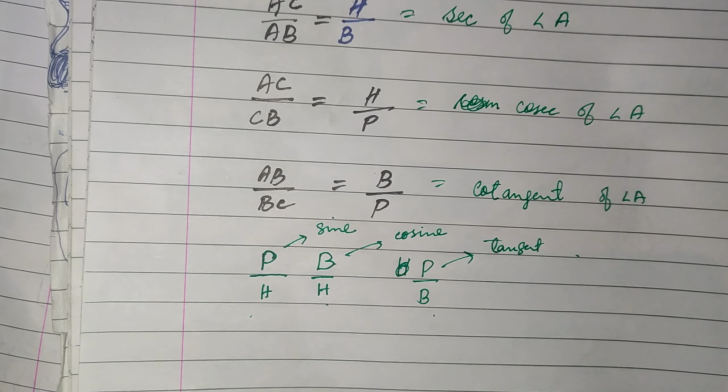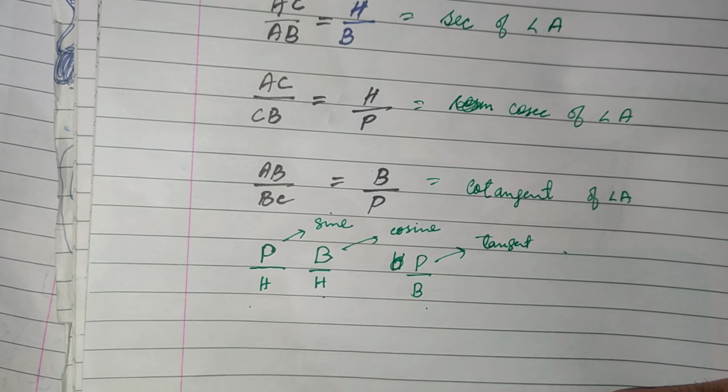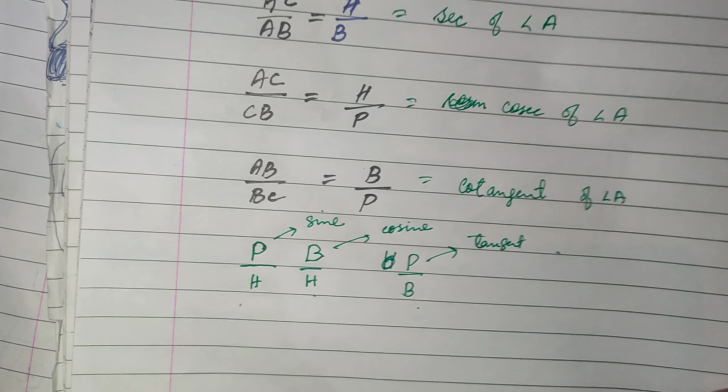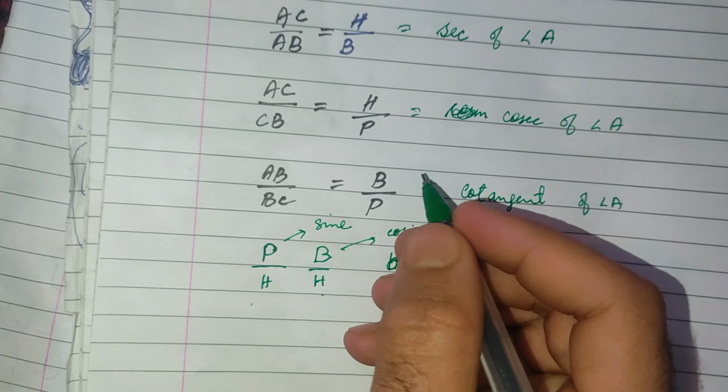So these are the six ratios for a triangle. If we change an angle, we get another six.